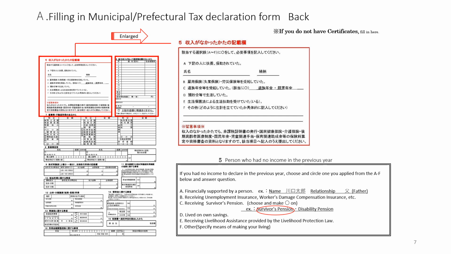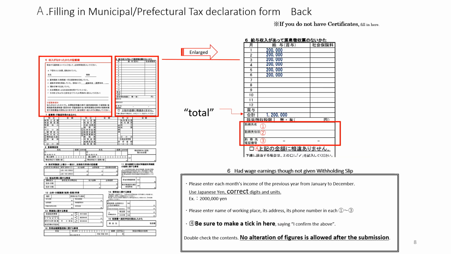Let us check into a section which a person who had no income in the previous year must fill in. Please look at section 5 on the upper left. You need to explain how you made a living with no income. Choose your answer from A to F in the enlarged section, referring to the interpretations below.